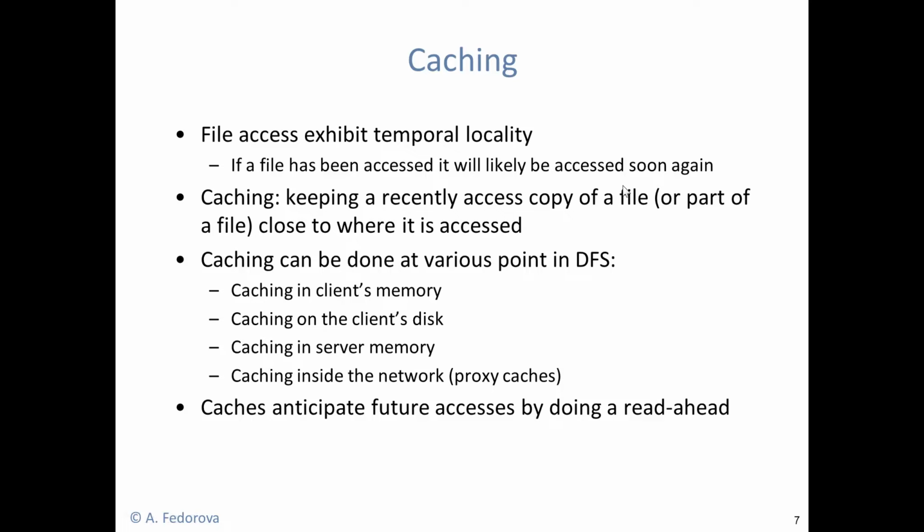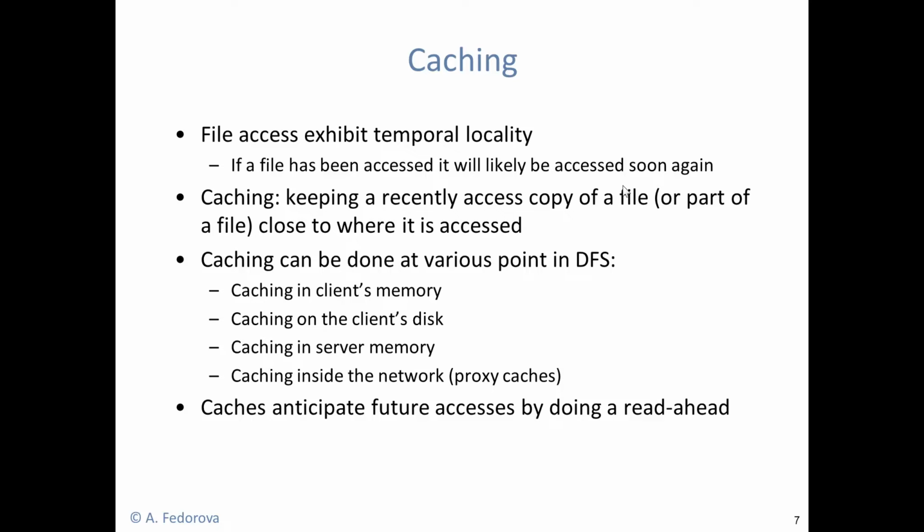Caching is important in file systems because file access exhibits temporal locality, meaning that if you access a part of a file, it is very likely that you will access it again soon. And so caching is about keeping a recently accessed part of a file or the entire file close by to where it was last accessed.